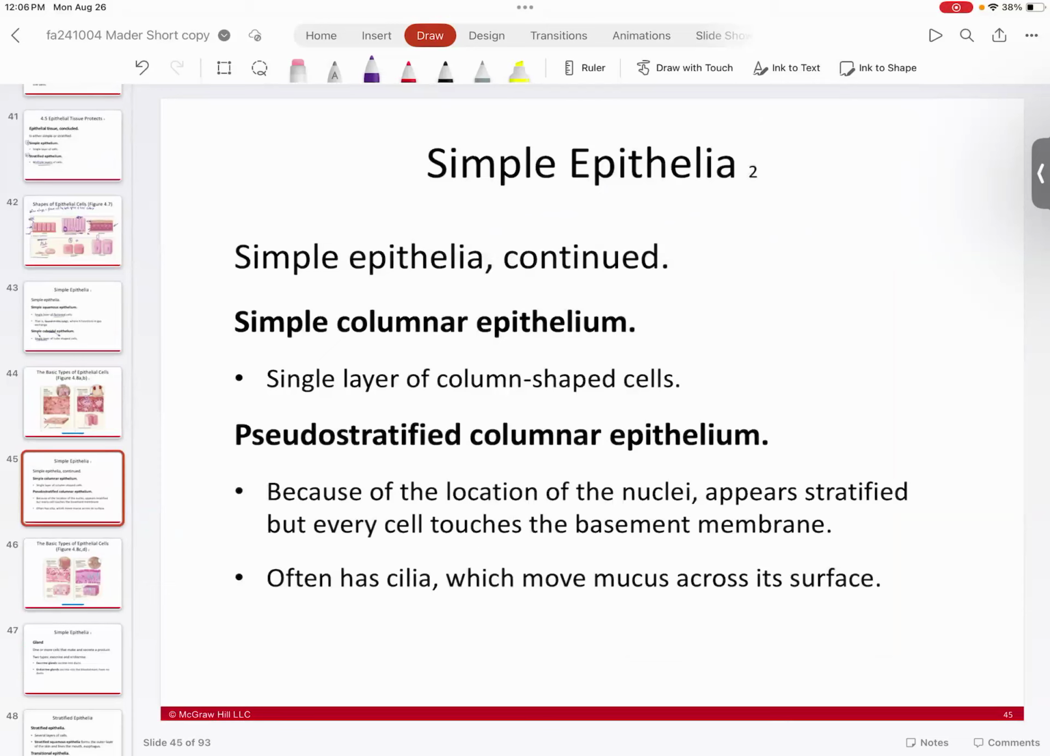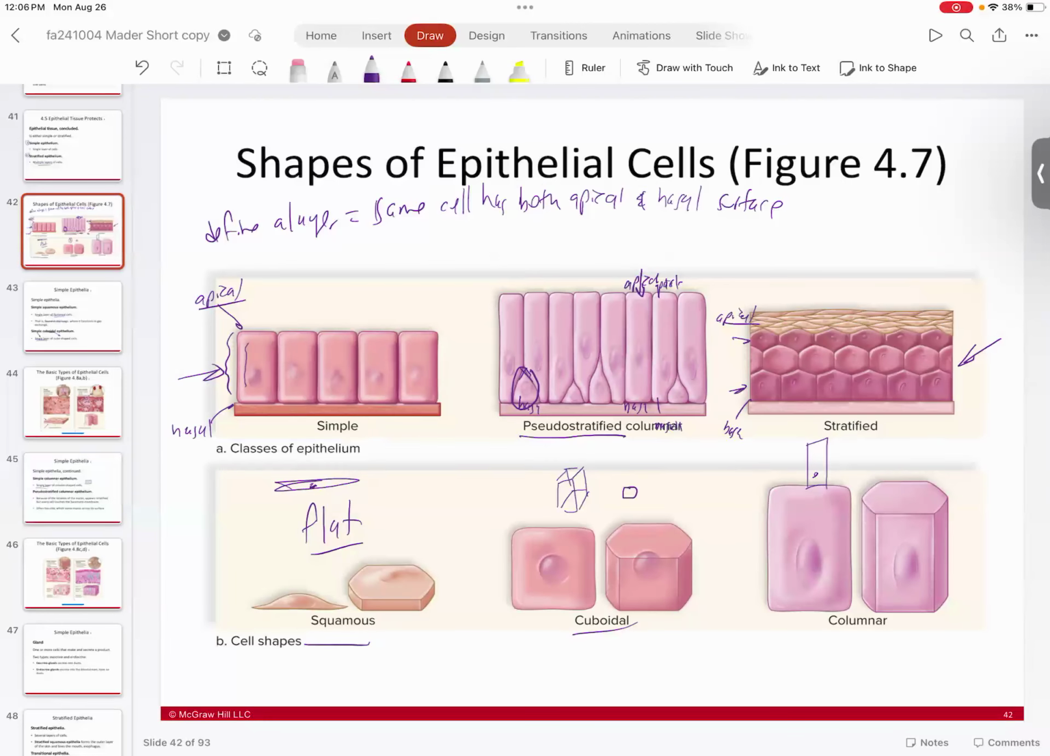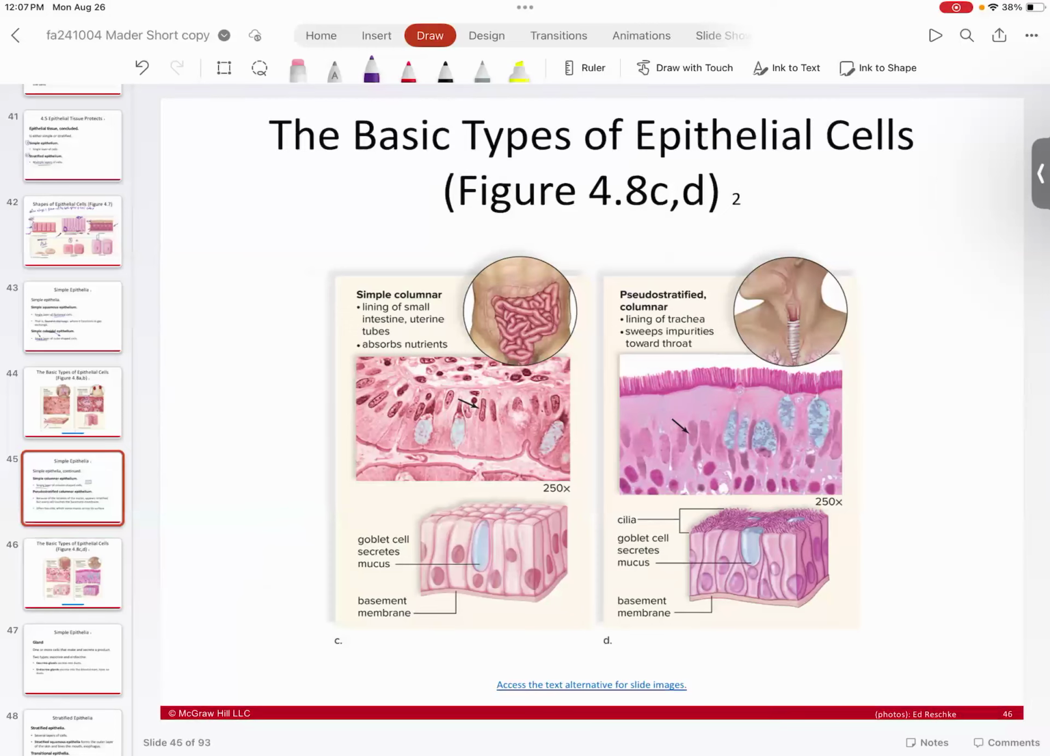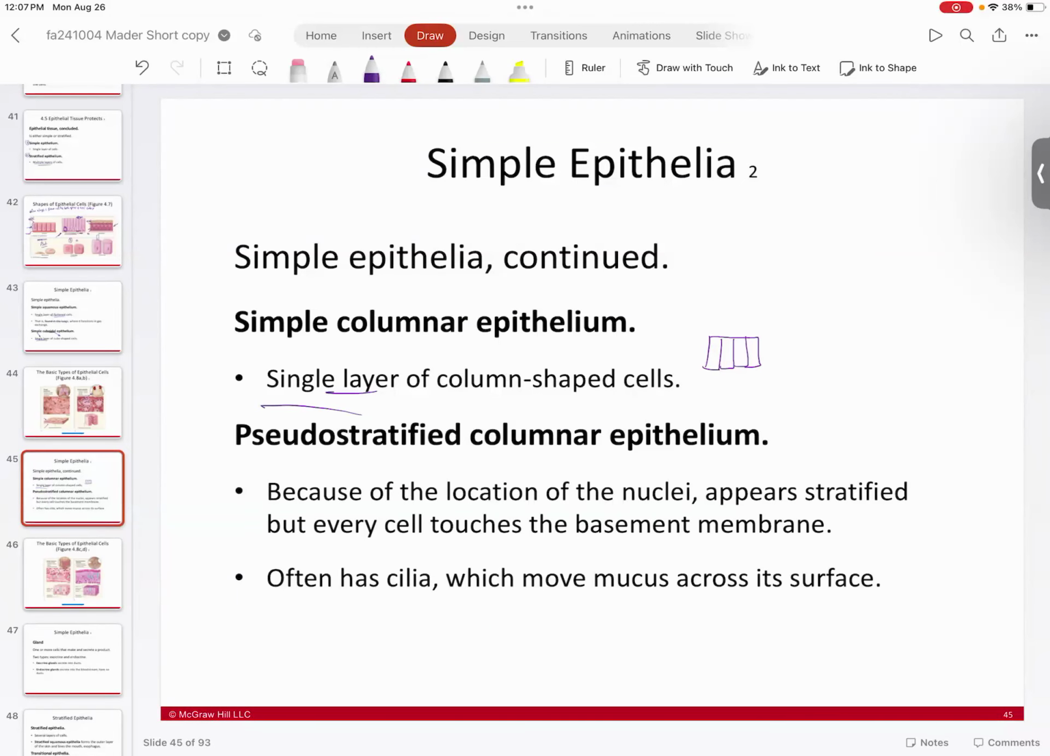Now we also have simple columnar, which is a single layer of column-shaped cells. So basically that's going to be just something that looks like this. And then of course we saw before the pseudostratified layer, which is this guy right here. That's going to be a type of columnar cell, right? Because ultimately it appears to be stratified, but it's not. And we sort of did that analysis on the previous slide.